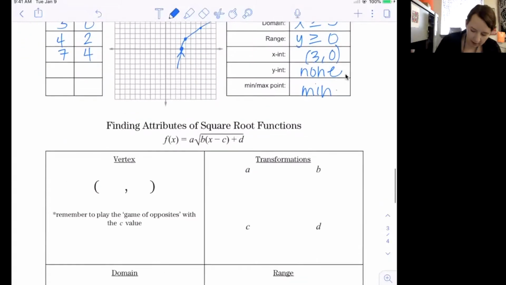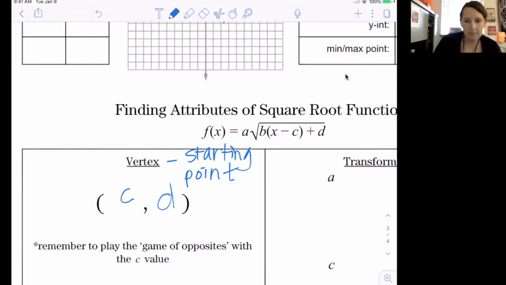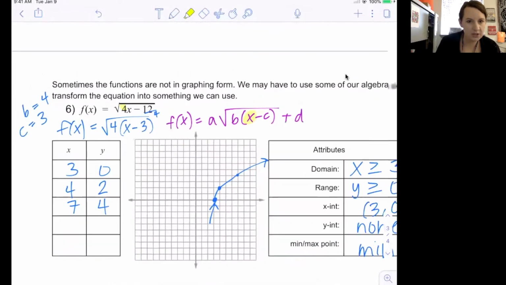Okay, so in summary, your vertex or your starting point is always going to be at the coordinate (C, D). You just have to remember to, number one, say the opposite of what you actually physically see for your C value. And number two, remember to factor out any B values like we had here in this last example. Otherwise, your C value is not a true C value.